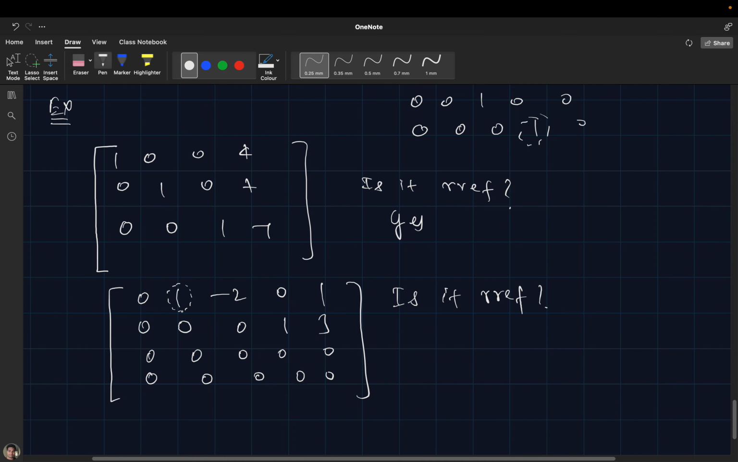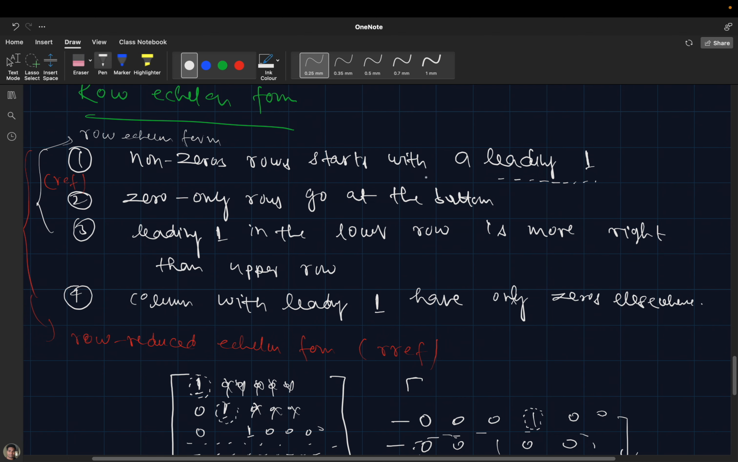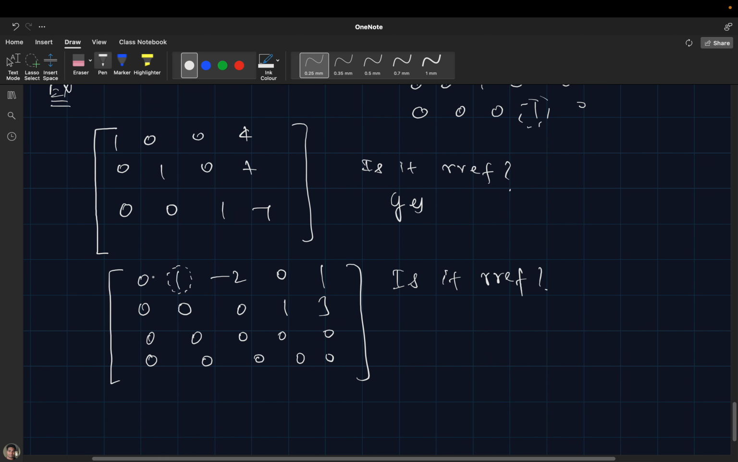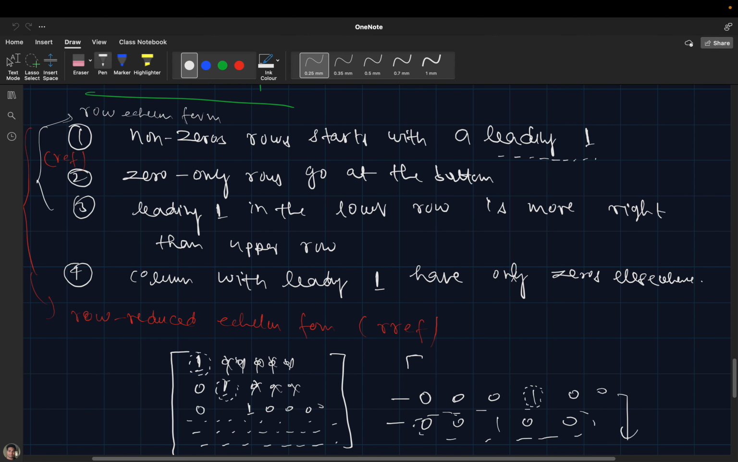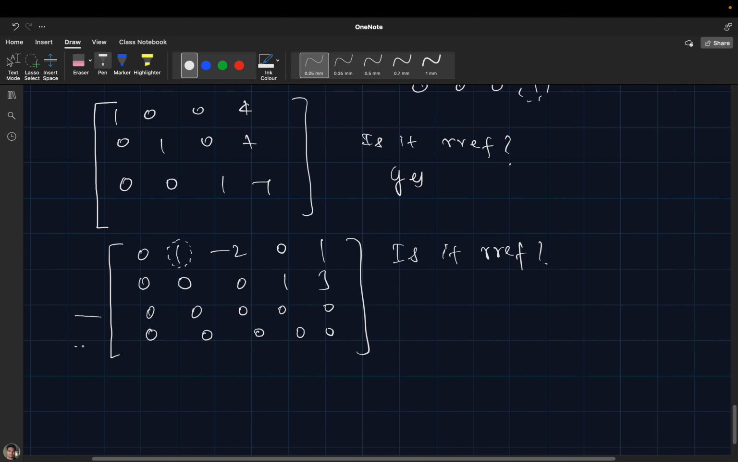Okay, so it is meeting the first criteria, which means that a non-zero row should start with a leading one. Here you can see that it is a non-zero row, and this one is also a non-zero row, which means that it is starting from 1. Here also it is starting from 1. Now the second condition says zero rows only go at the bottom. So these two are zero rows, so these two are at the bottom.